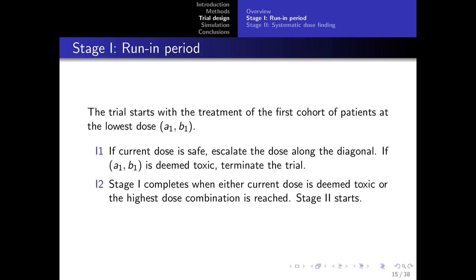Page 15. Here it gives more detail about the run-in period. Specifically, the trial starts with the treatment of the first cohort of patients at the lowest dose, A1B1. If the current dose is safe by the criterion we just defined, we are going to escalate the dose along the diagonal. And of course, if the lowest dose, A1B1, is toxic, we are going to terminate the trial. Stage 1 completes when either the current dose is toxic or the highest dose combination is reached. After that point, we switch to stage 2. This echoes Michael's point: we also found it very important to allow diagonal escalation to explore the space.